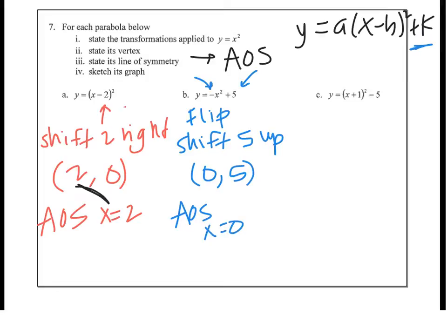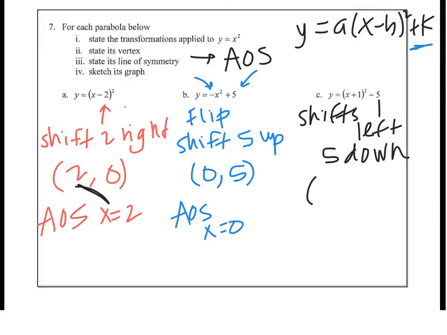Looking at that last one, I can see I have a shift left or right because it's in the parentheses and it lies. So that's going to be shifted 1 left because of the plus 1 and 5 down because of the minus 5. My vertex is then going to be at negative 1. Remember, your h lies. K is honest, negative 5 for the vertex. Axis of symmetry. Remember, it's the same as whatever your x value is for your vertex, so x is negative 1.